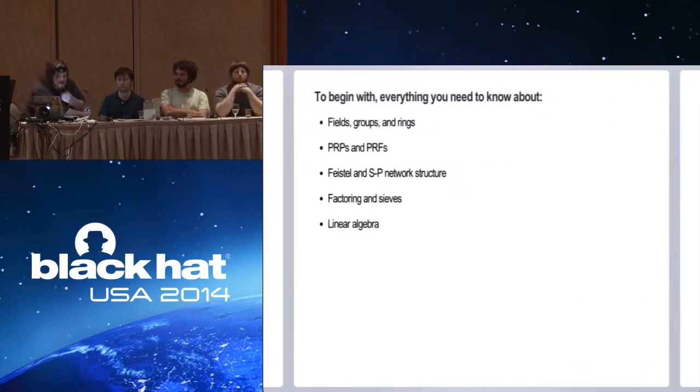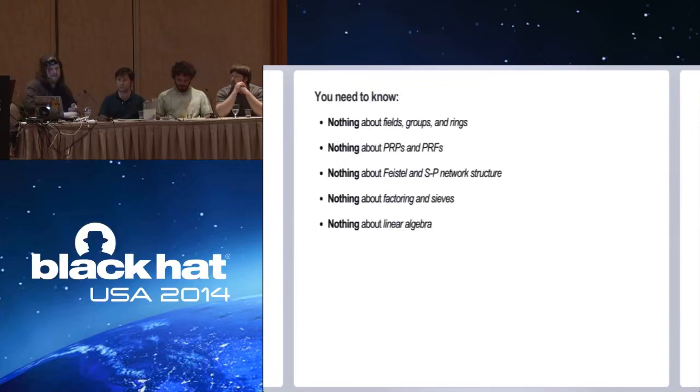Before we start, we're going to go through a lot of different crypto attacks in this talk, and we're going to talk about the crypto challenges. So there's some background about cryptography: fields, groups, the difference between a group and a ring, the difference between a PRP and a PRF, Feistel structure, linear algebra. A little bit of that. We want to get the stuff you need to know out of the way first, so let's just take that off the table right now.